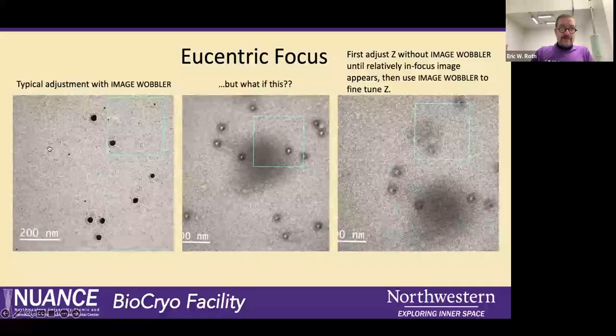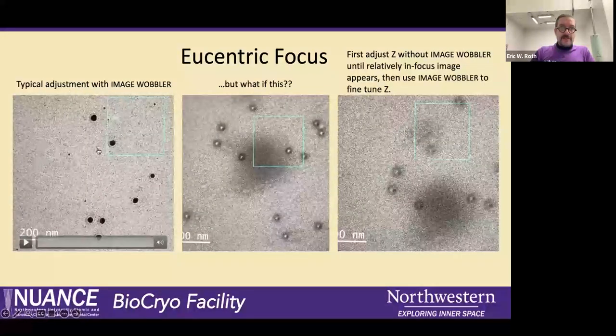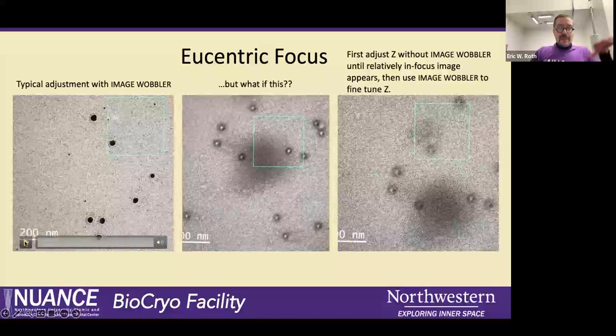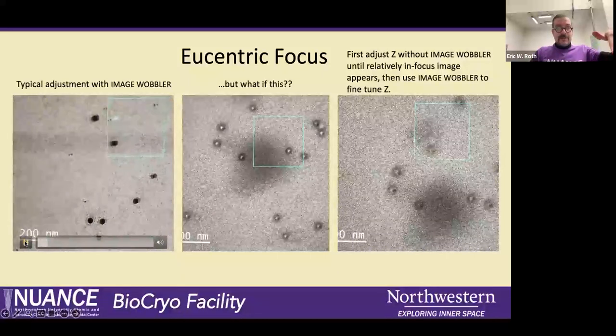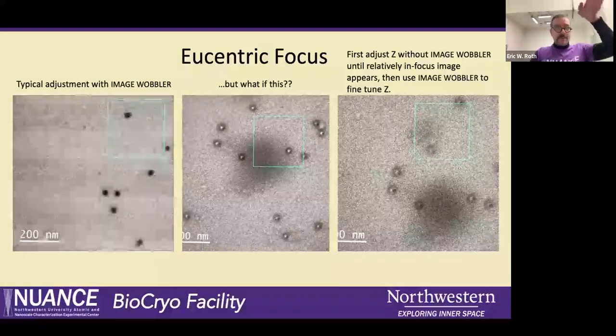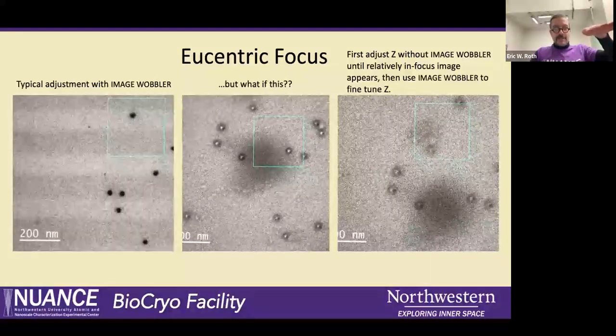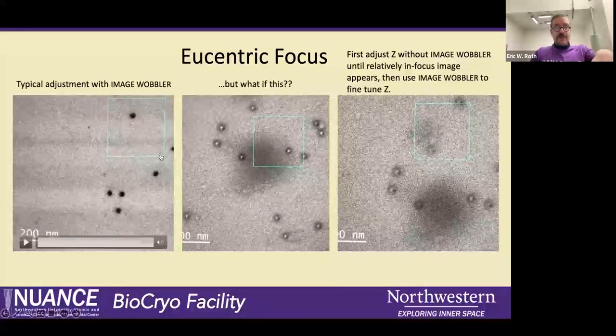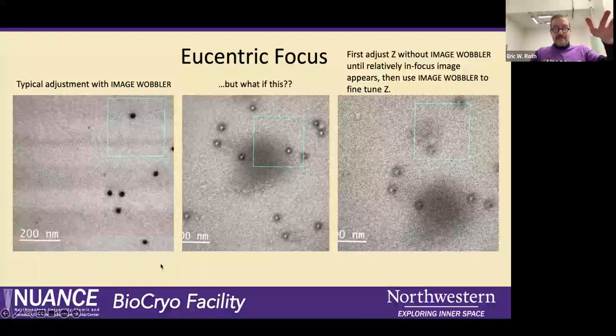This is what a typical eucentric focus alignment looks like. So when we activate the image wobbler, we see this movement, right? And so then I'm simply moving the stage up or down so that the grid intersects at the 0 defocus plane and we don't see any movement. Now that's if your sample is relatively flat.